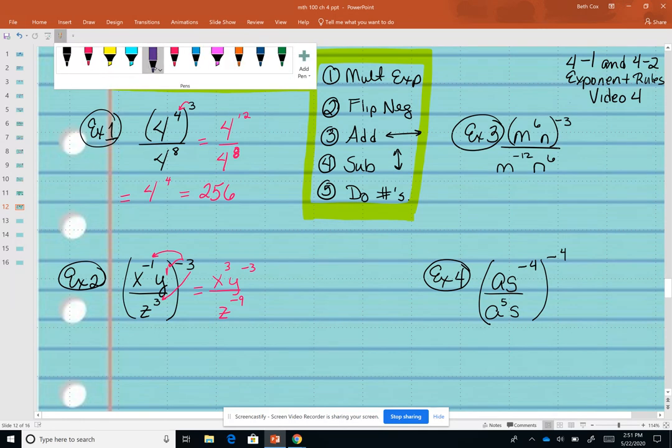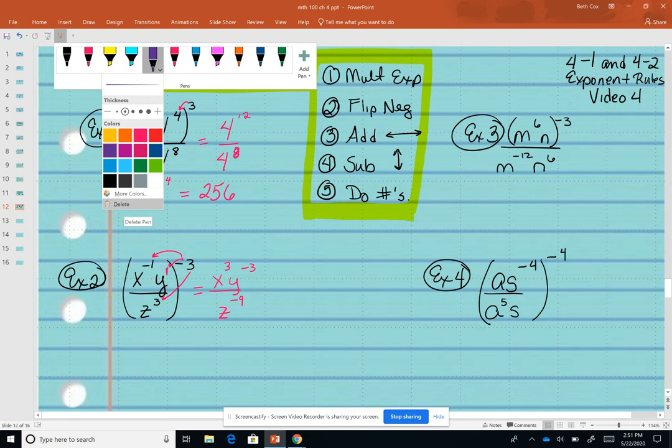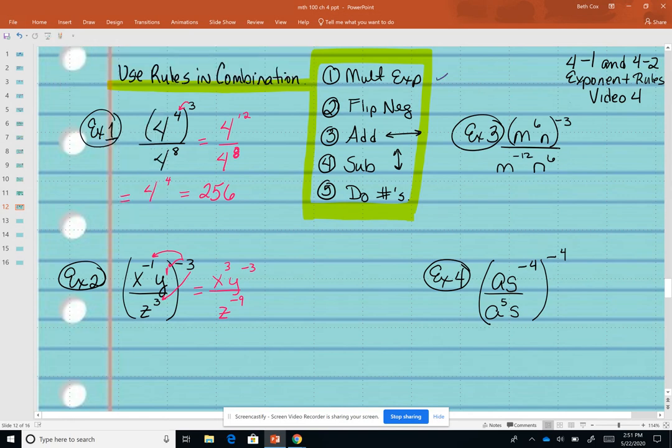All right, now my second step, I'm going to go ahead and switch colors here. Done the first one, I'm going to flip the negatives. I have 2 that are negative, so I'm going to flip them. The x to the 3rd is not negative. It's going to stay exactly where it is in the numerator. But these 2 are going to flip. So the z comes up top with the 9, and the y stays on bottom, but now it's a positive 3. So I did that one.